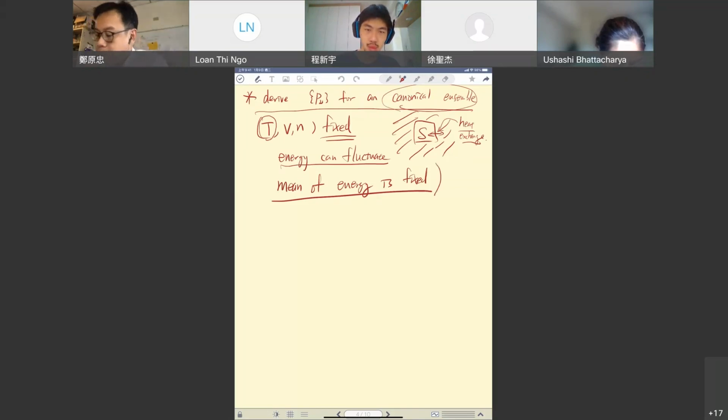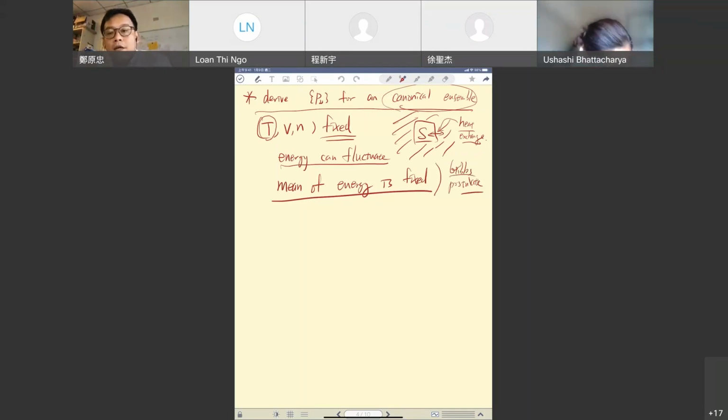Actually, Gibbs postulated. This is the Gibbs postulate. So Gibbs postulated that for a given system at a given temperature, if temperature is fixed, then the average energy is also fixed. The mechanical energy of a system is fixed. So this is a constraint that we need to apply if we want to calculate this probability distribution for a canonical ensemble. So let's sketch how we want to derive this.